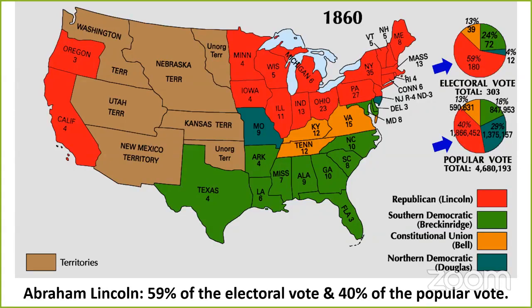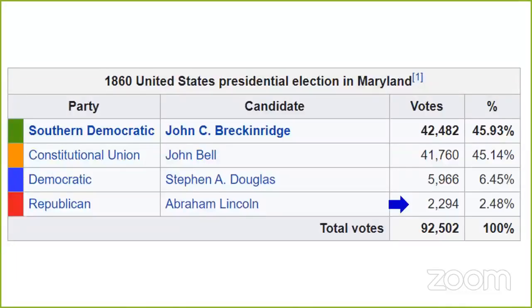So this is the election of 1860. And what I wanted to point out is Lincoln only got 40% of the popular vote. So 60% of the people in the United States, or what was then the United States, voted against Abraham Lincoln. So he wasn't popular with everyone. And in Maryland, he was particularly unpopular.